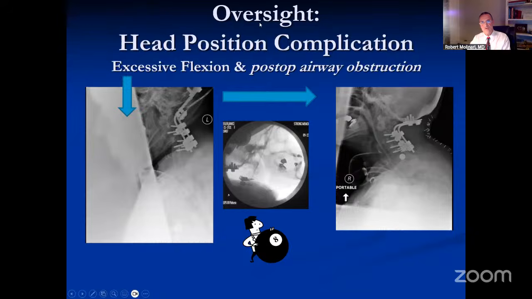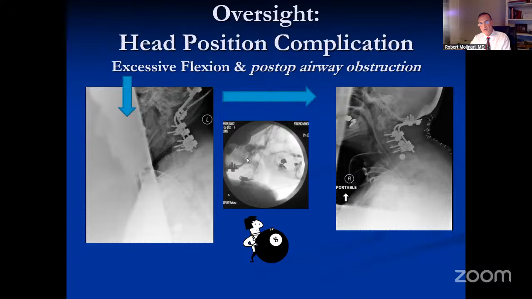Now, what about oversights? Okay, you bet, oversights. Here's a head position complication with cervical fusion. Okay, when you do a cervical fusion, it's important to keep the head in a neutral position. But this was a case that was done early on in my career. It was an 80-year-old woman in the middle of the night, had an odontoid fracture where we lost fixation at C1. We carried her up to the occiput, but we fused her in flexion.